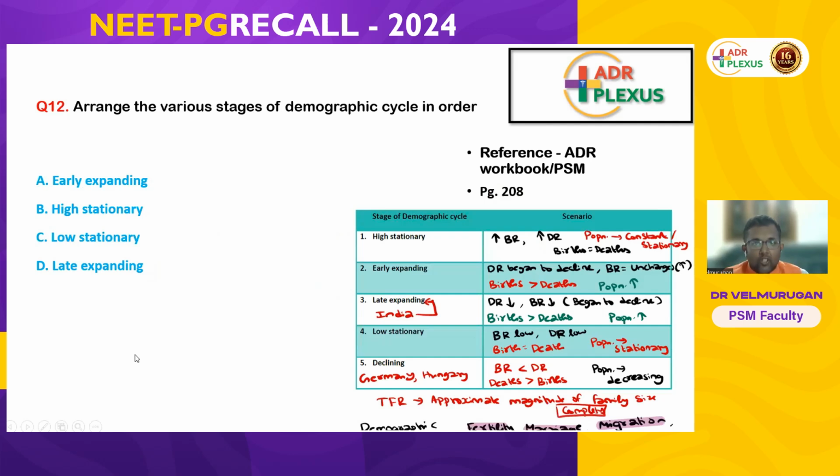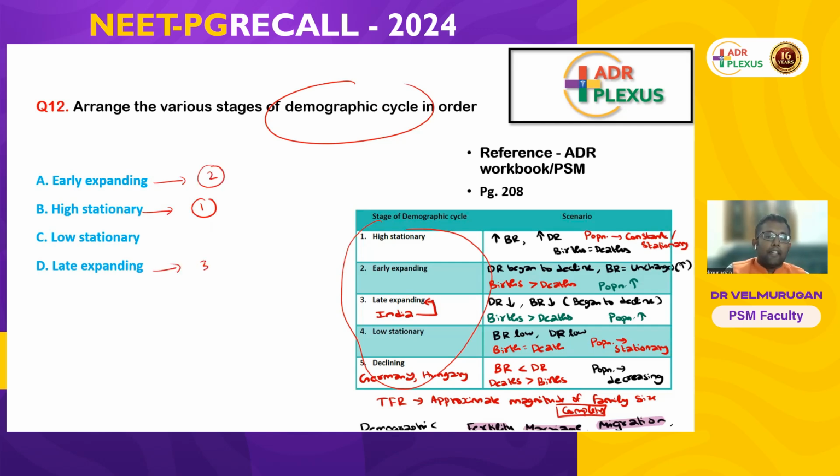Arrange the various stages of demographic cycle. So we have the various stages. What is the first stage? High stationary will be the first. High stationary will be followed by early expanding. It will be followed by late expanding. India is in which stage? Late expanding stage of the demographic cycle. Then this will be followed by low stationary. Then last is the declining phase.